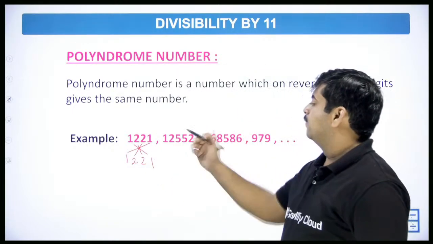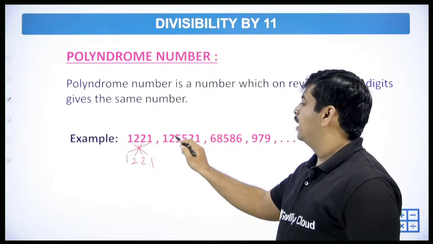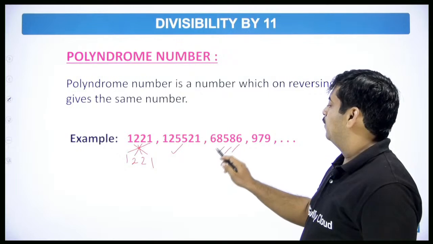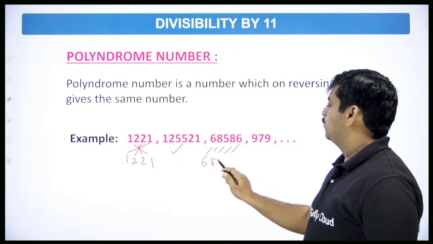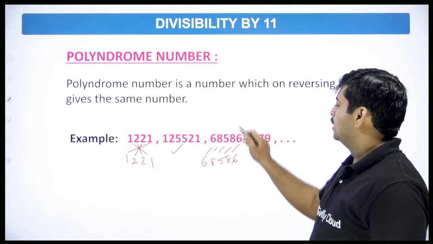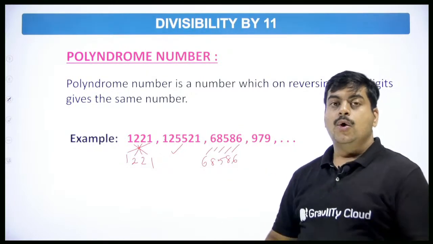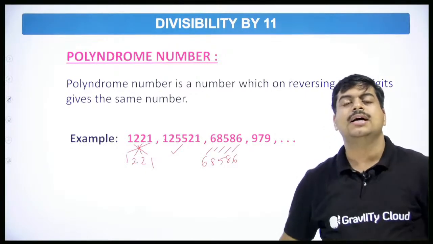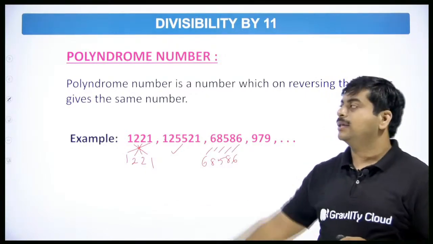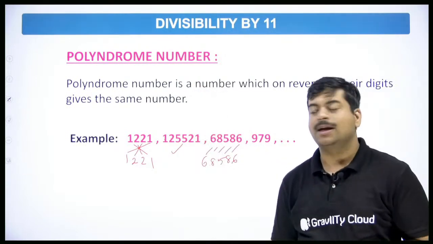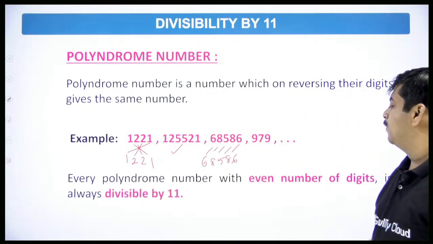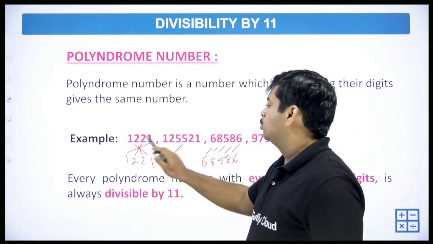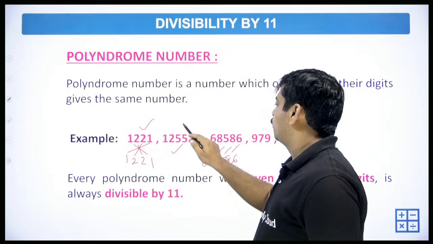In the same way, the reverse of 1, 2, 5, 5, 2, 1 is exactly the same as this one. 6, 8, 5, 8, 6. You can see the same number is being repeated. So, when the same number is repeated, even when you completely reverse the order, such numbers are called a palindrome.